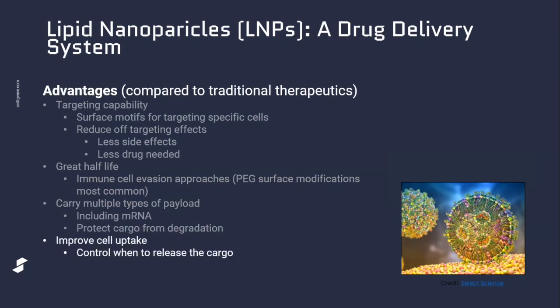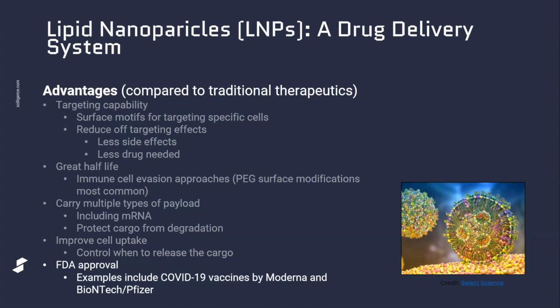They have improved cell uptake, and with that, you can control when the drug is released. You can allow the nanoparticle to be taken up by the cell and then release the cargo once it's in the cell. And finally, there is FDA approval. The FDA is already approving such drug delivery systems, and you can see that with the COVID-19 vaccines by Moderna and BioNTech, Pfizer.